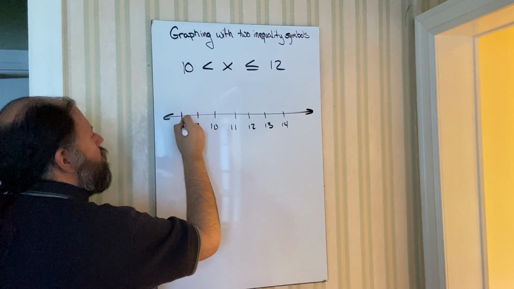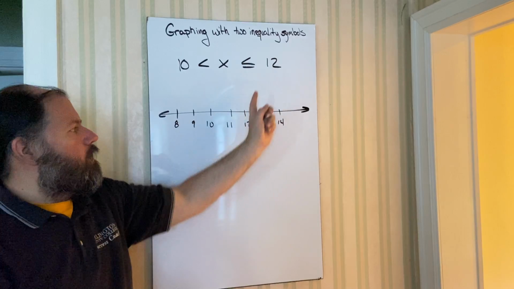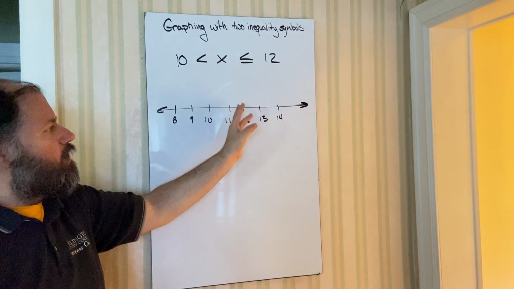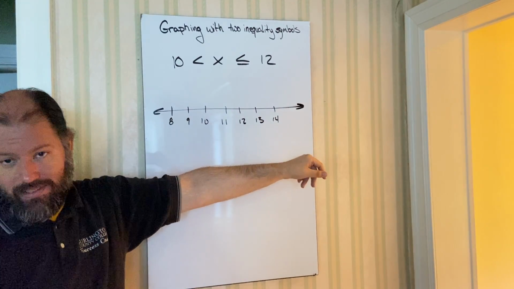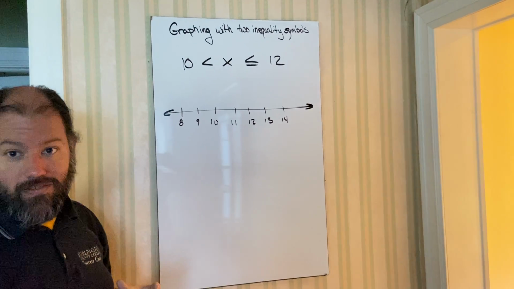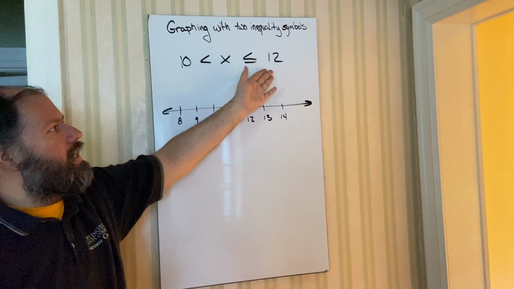Notice, okay, I have both 10 and 12 up here. When you have two inequality symbols, remember how before if we just had one, I was either shading all the way towards positive infinity or all the way to negative infinity? This one's a little different. We're going to be surrounding these two items.